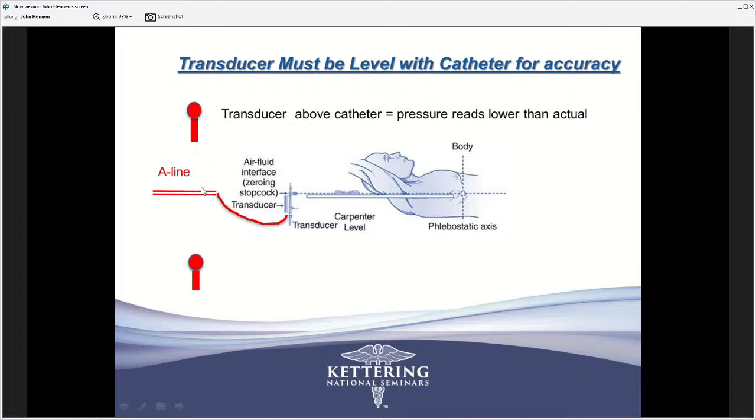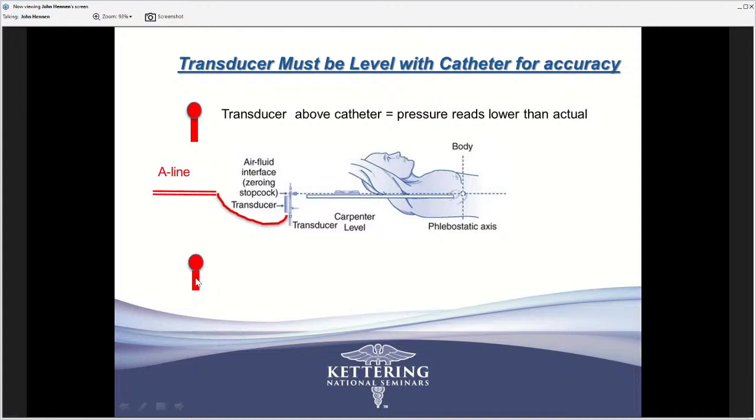If for some reason the transducer is above the A line, or higher than the A line, then that means that the transducer is going to read lower than what it actually is, all right? And the reason for that is because if this is the transducer and here's the A line, gravity is going to pull fluid away from the transducer. And so therefore there's going to be less pressure on the transducer. That's the reason why, all right?